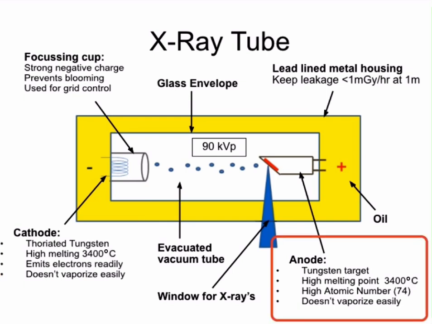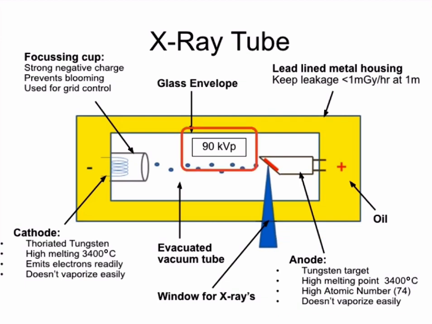At the opposite end you have the anode, which is made of tungsten. As previously discussed, it's chosen because of its high atomic number, which means it's more likely to cause Bremsstrahlung interactions. A peak voltage of 90 kilovolts, known as the kVp, is applied between the cathode and anode to accelerate the electrons across the vacuum to 90 keV.